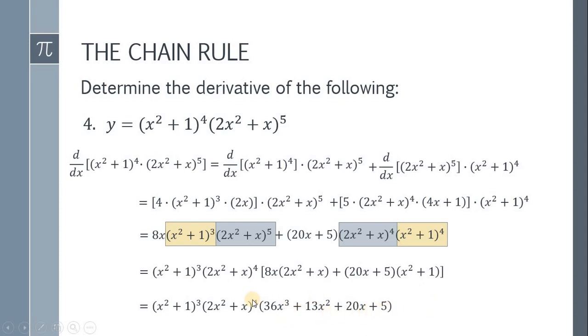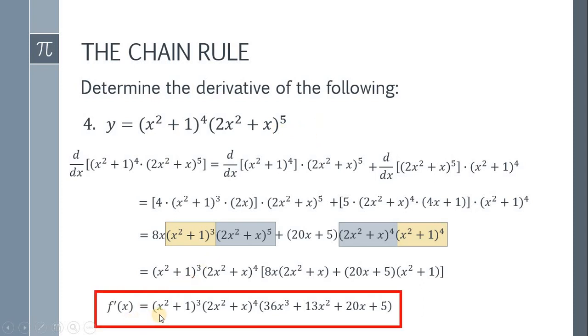Therefore, the derivative of (x squared plus 1) raised to 4 times (2x squared plus x) raised to 5 is simply (x squared plus 1) raised to 3 multiplied by (2x squared plus x) raised to 4 multiplied by 36x cubed plus 13x squared plus 20x plus 5. And we're done.